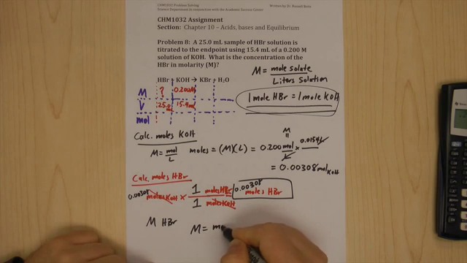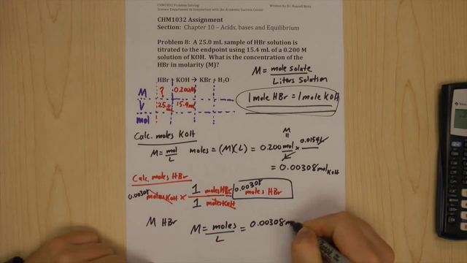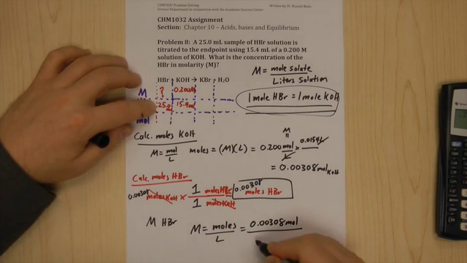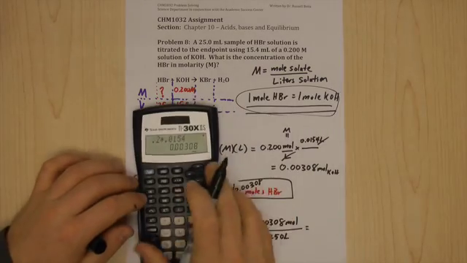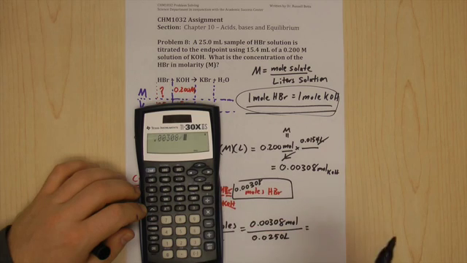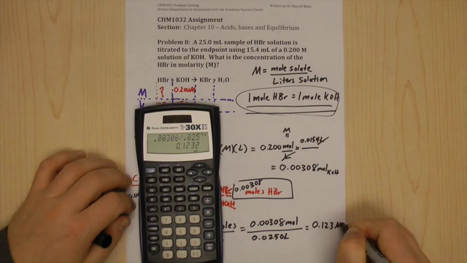Molarity equals moles by liters. So it's going to be 0.00308 moles divided by, now, here's our volume in milliliters, so you've got to convert it to liters, 0.0250 liters. 0.00308 divided by 0.0250 equals. The final answer is 0.123 molar.